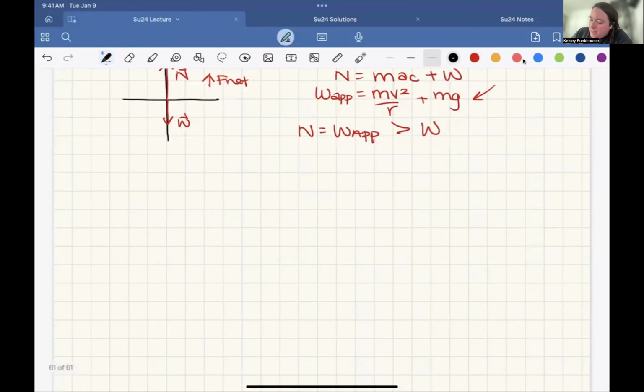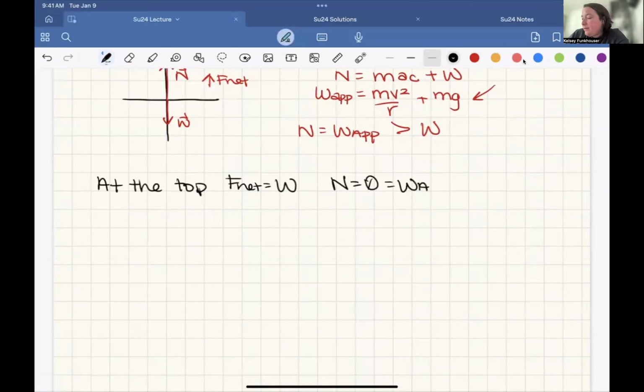Okay, last point on this is there is a point at the top where the net force is just equal to the weight, so the normal force is equal to 0, and so is the apparent weight. So you kind of feel like you're in free fall, which you are, because that's what free fall is. It is when the net force is just the weight. So let's look at that situation.